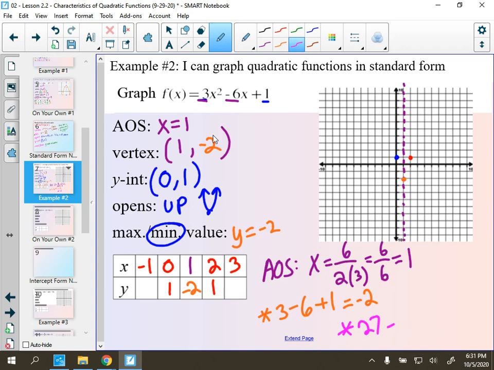minus, let's see, 3's got to go in, so I'm taking this 3 again, and I'm plugging this 3 in right here. So minus 6 times 3 is 18. So 27 minus 18. And then the last thing is plus 1. So 27 minus 18 is 9. And 9 plus 1 is 10.